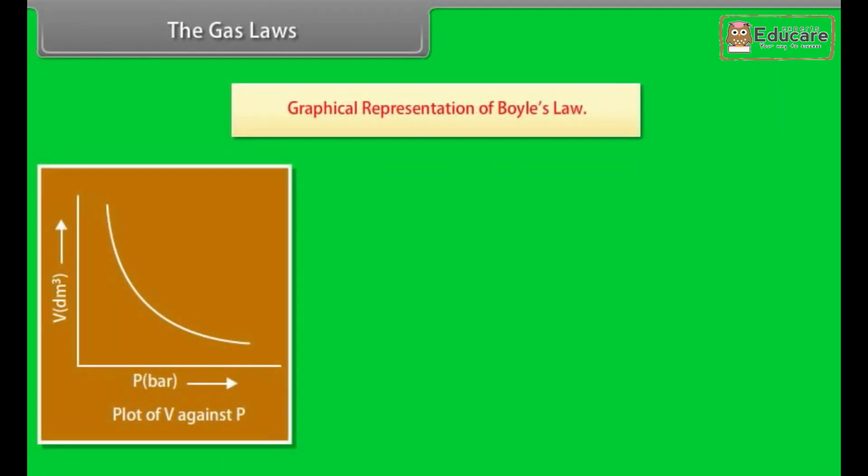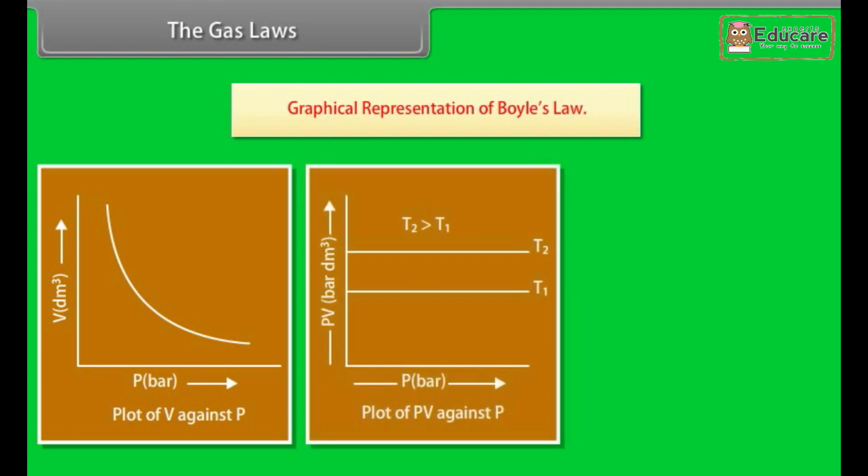It shows the plot of V versus P at a particular temperature. It shows as P increases, V decreases. It shows the plot of PV versus P at a particular temperature. It indicates that the PV value remains constant in spite of a regular increase in P. The curve obtained by plotting PV against P at a particular temperature is called isotherm.